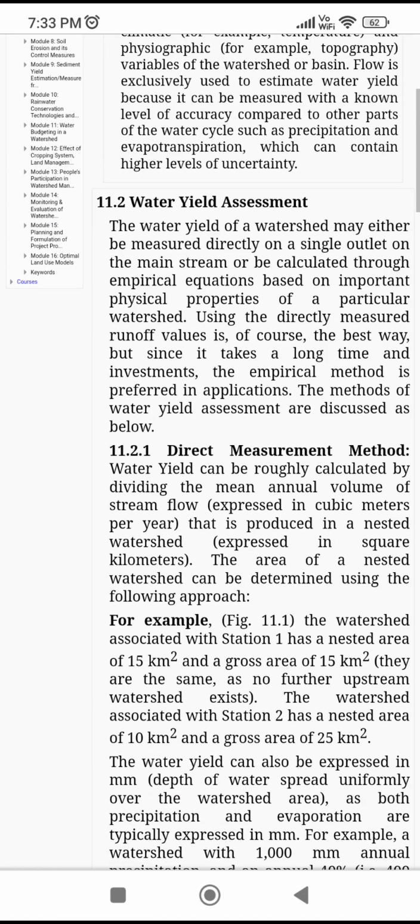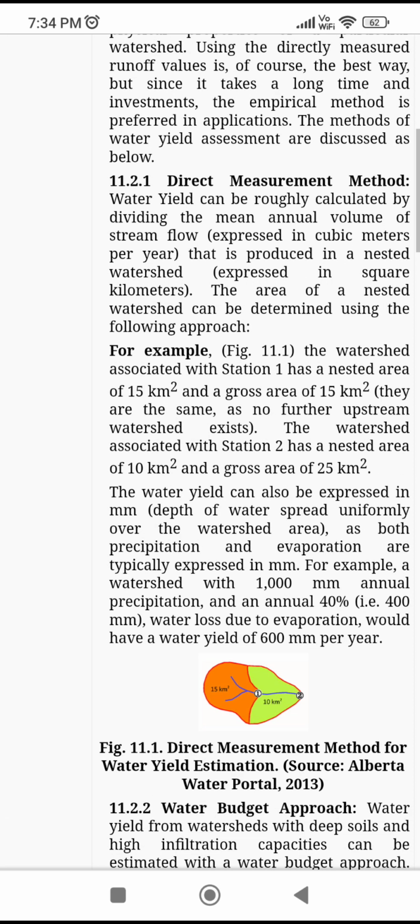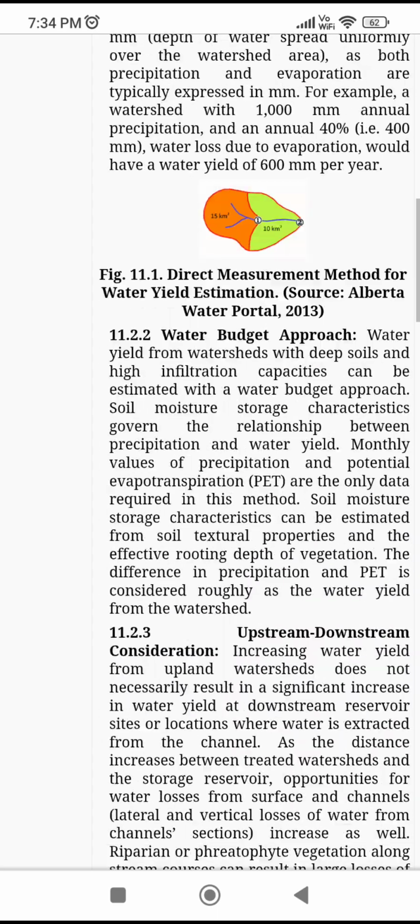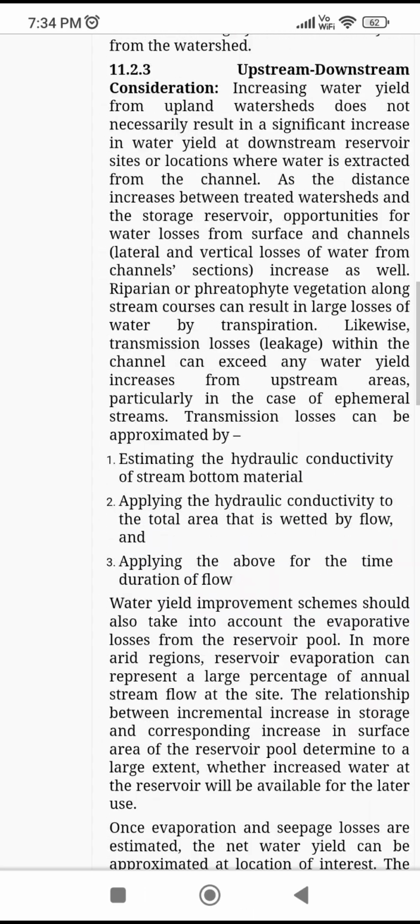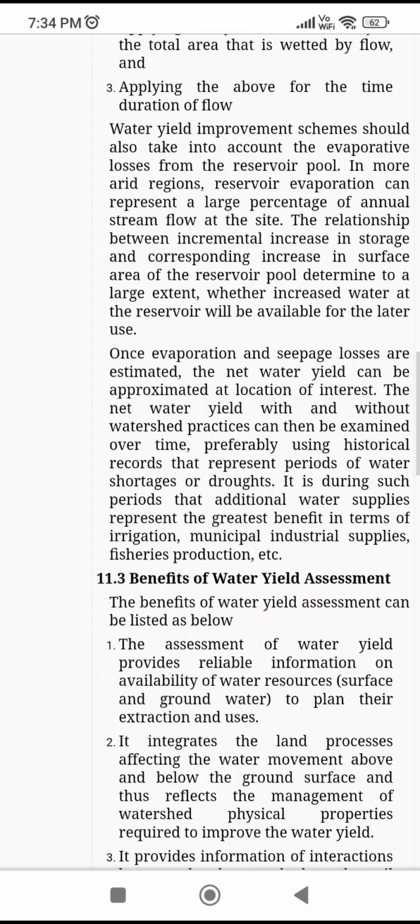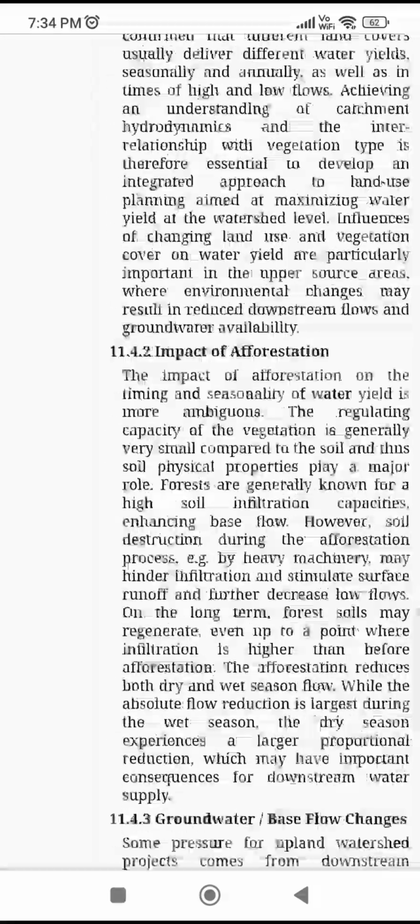So water yield assessment: the water yield of a watershed may either be measured directly on a single outlet on the main stream or be calculated through empirical equations based on important physical properties of a particular watershed. So there is a direct measurement method, then water budget approach, then upstream downstream consideration, then what is the use of watershed.